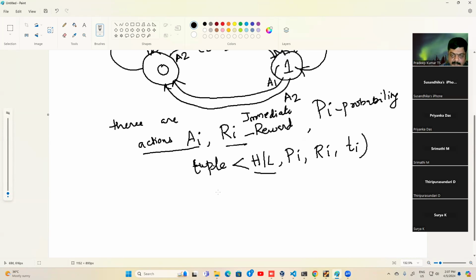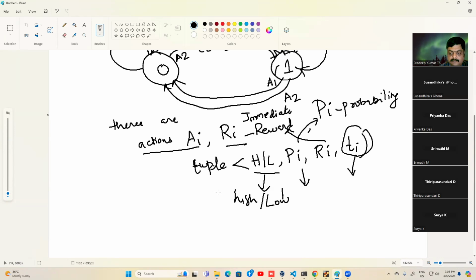Here I have two actions. Let's say H for high and L for low. Pa is the probability that we have already seen, Ri is the immediate reward seen here, and Ta is the transition time. So this is one tuple.